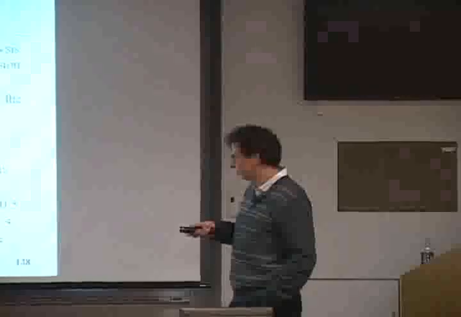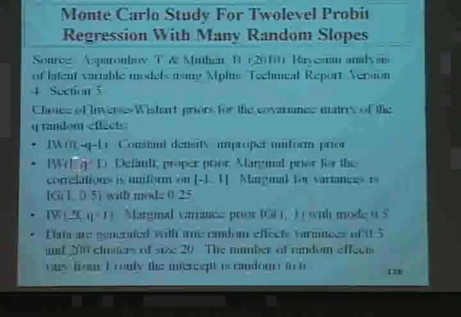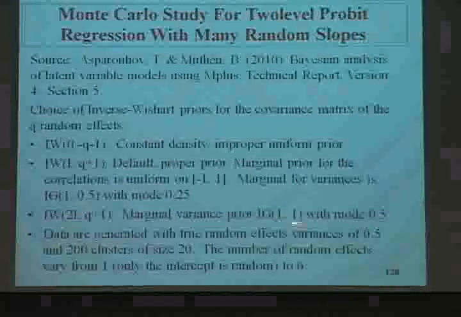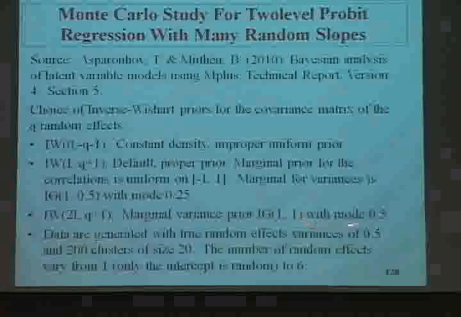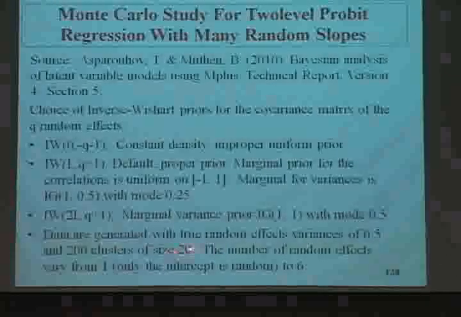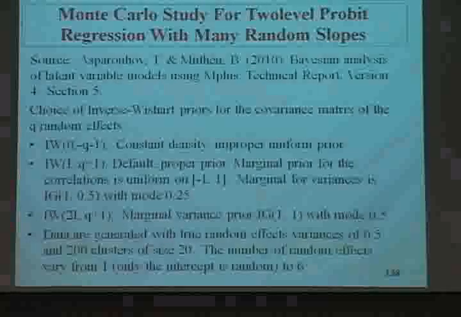Okay, and then here's another prior that we wanted to try in this simulation study. Basically, it uses twice the identity matrix. I forgot to say that this is the identity matrix multiplied by 2. It gives a marginal prior for the variance of inverse gamma 1, 1 with a mode of 0.5. We use a fairly big sample size in this simulation, so 200 clusters of size 20. So we're talking about a sample size of 4,000.